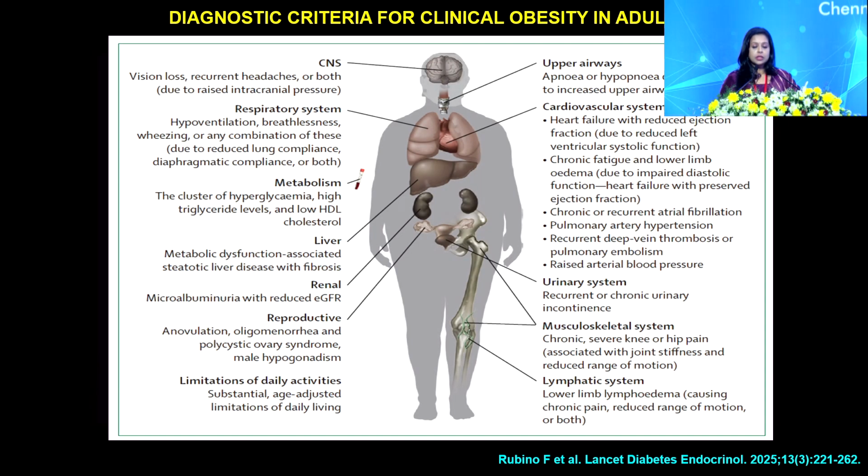So these are the end organ damage that have been reported. Cardiovascular system, we do know there's cardiac failure, there's chronic fatigue, there's atrial fibrillation, pulmonary artery hypertension, DVTs, recurrent UTIs, musculoskeletal, all kinds of abnormalities, pains, hips, lymphedema, limitation of daily activity, anovulation, oligomenorrhea, PCOS, MASLD, we just talked about that. You have the metabolic abnormalities, which I just described just now, hypoventilation, breathlessness, wheezing, respiratory system, and of course CNS effects as well.